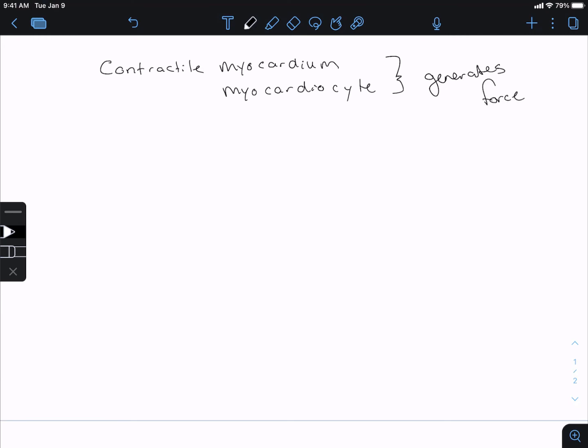That's the major type of muscle found in the heart, the myocardium. But there is another type of tissue. Less than 2% of the heart muscle contains what is known as pacemaker myocardium, or the other name for it is autorhythmic cells.